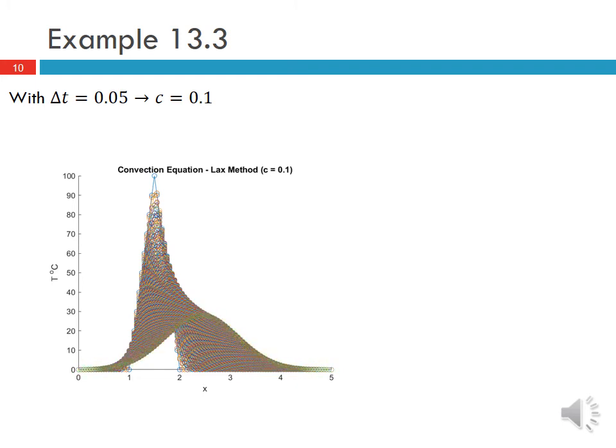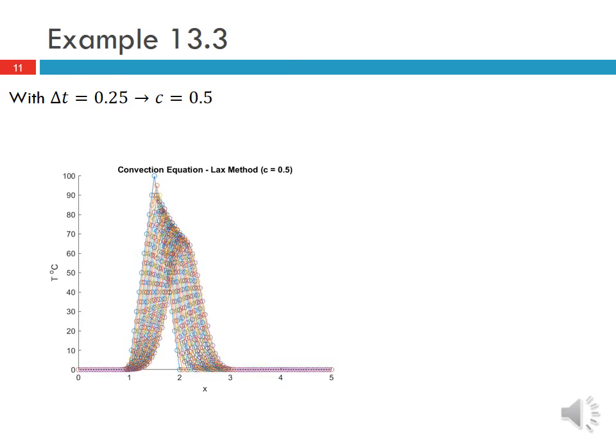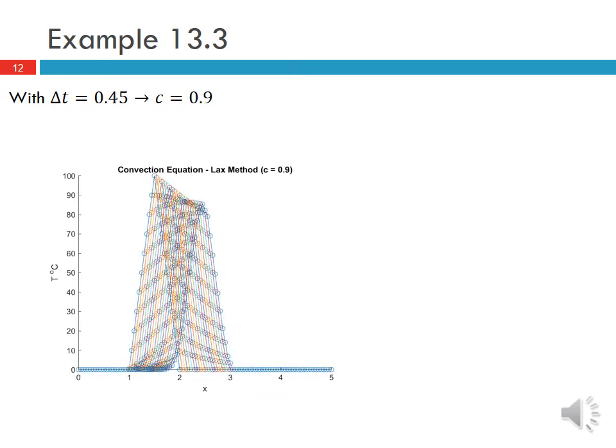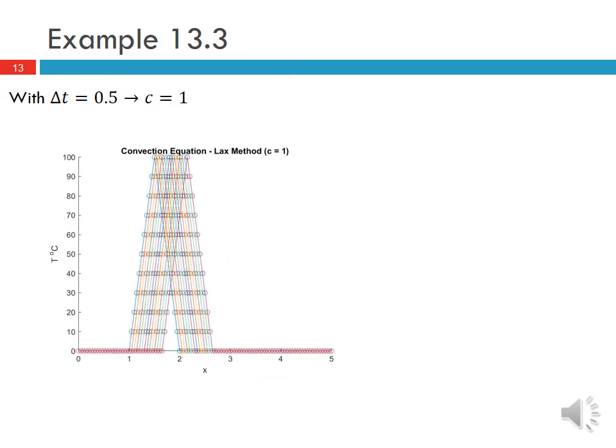With the smallest c, we get this numerical solution using the Lax method. You can see that we get this propagation over time, but with a huge amount of dispersion and change in shape of our wave. It smears out as we progress forward. Here's the solution for c is 0.5, c is 0.9, and c is equal to 1.